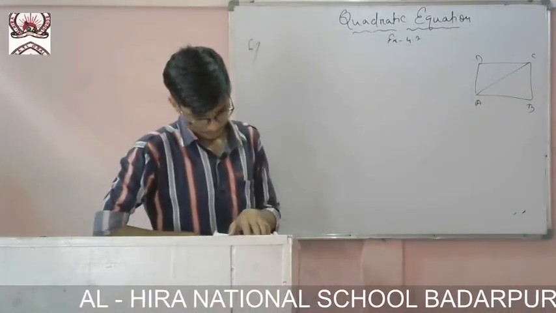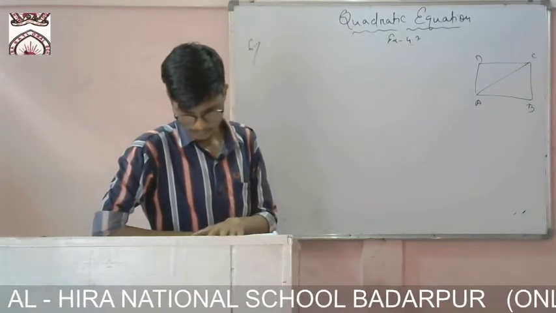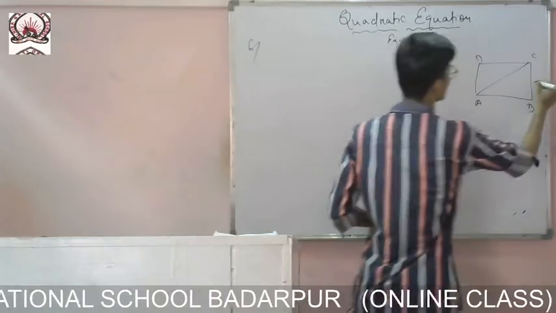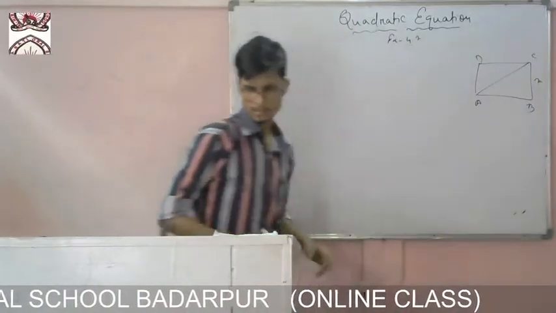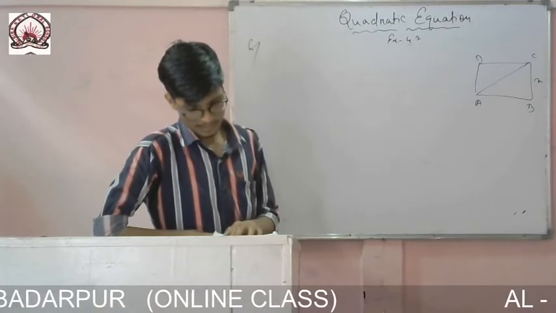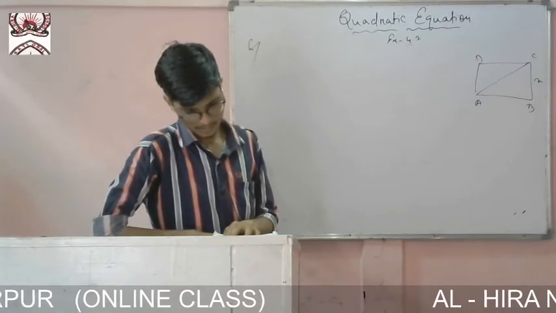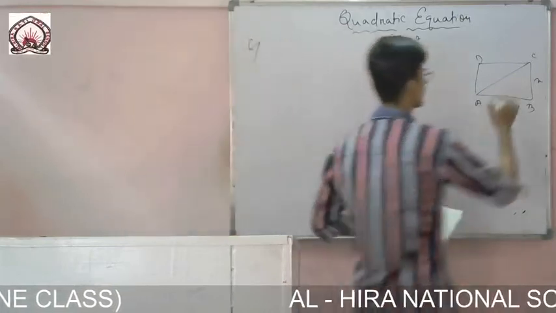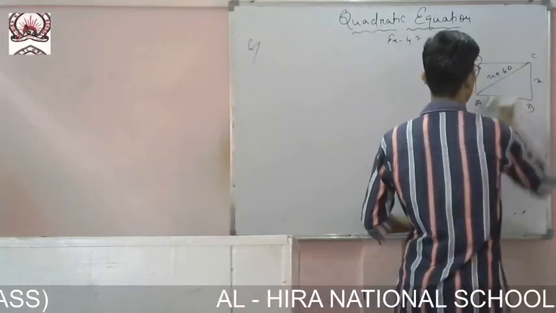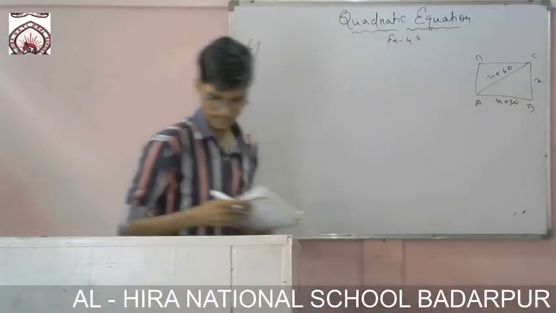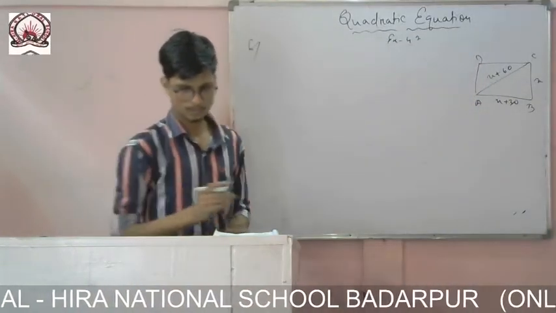So what is given here? One shorter side is there. That means it is talking about breadth. So let me make it x. Normally the breadth is the shorter side. So the diagonal is 60 meters more than the shorter side, and the longer side is 30 meters more than the shorter side. So diagonal is 60 meters more and this side is 30 meters more. So we have got what we need. By using Pythagoras theorem we can find.